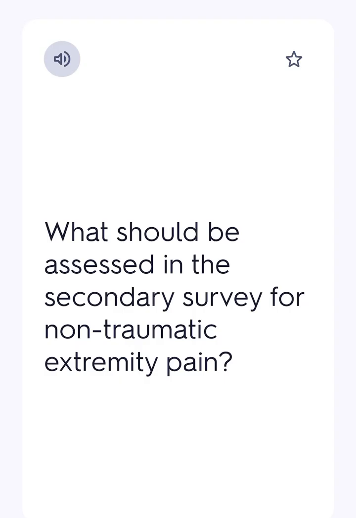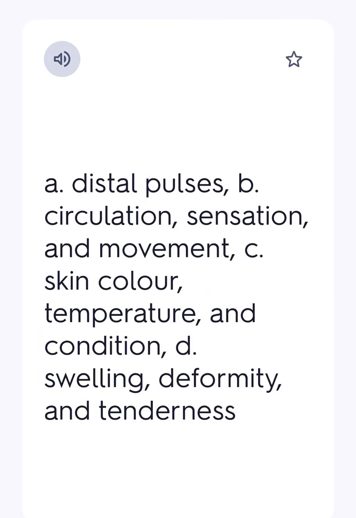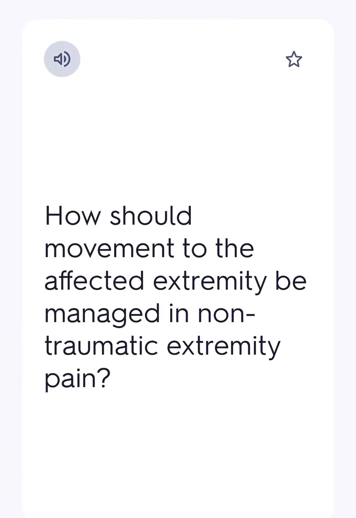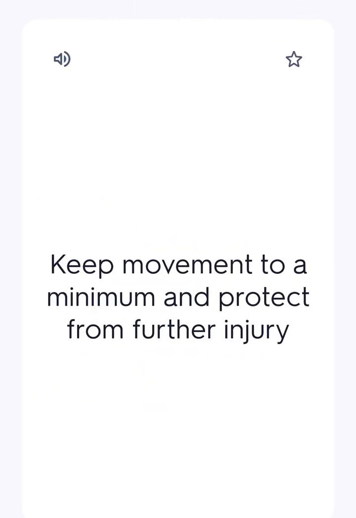What should be assessed in the secondary survey for non-traumatic extremity pain? A. Distal pulses, B. Circulation, sensation, and movement, C. Skin color, temperature, and condition, D. Swelling, deformity, and tenderness. How should movement to the affected extremity be managed in non-traumatic extremity pain? Keep movement to a minimum, and protect from further injury.